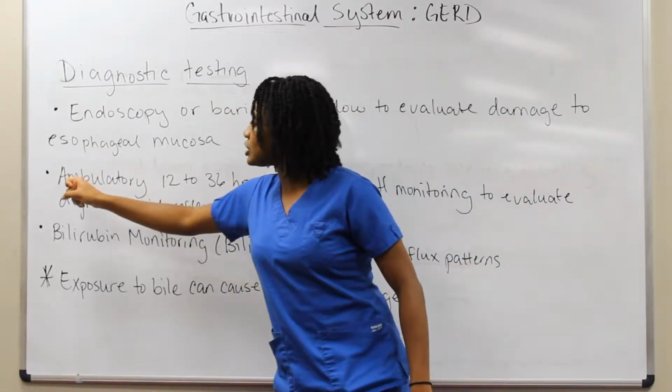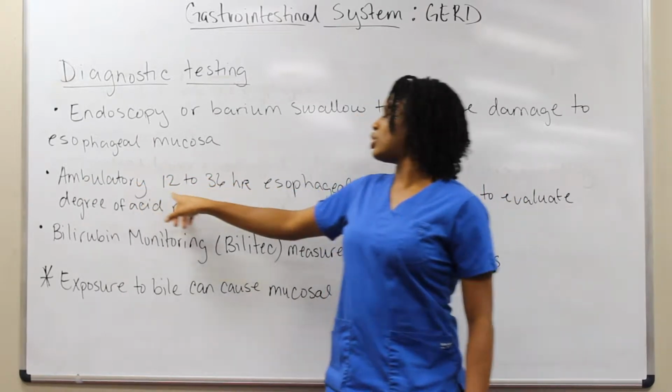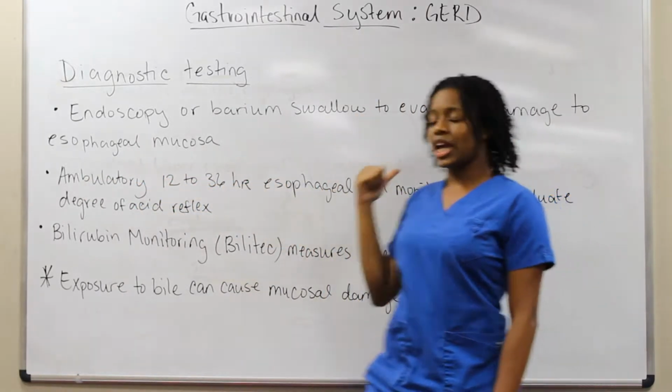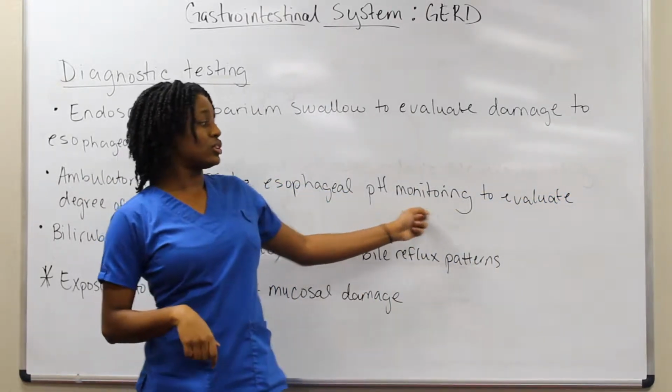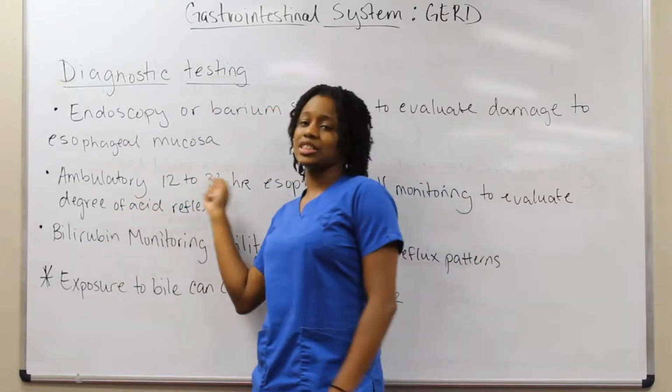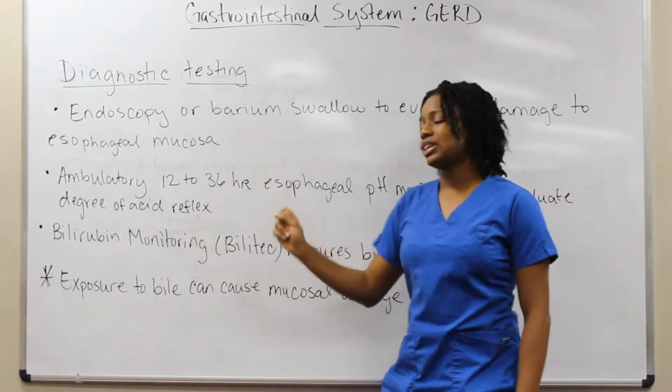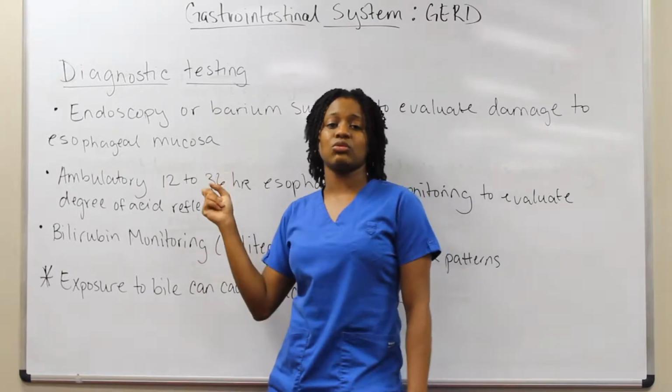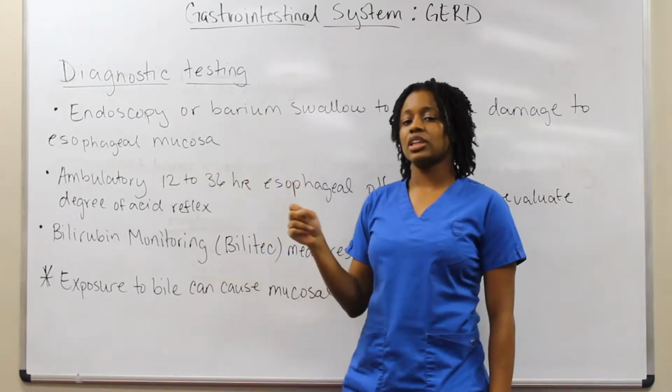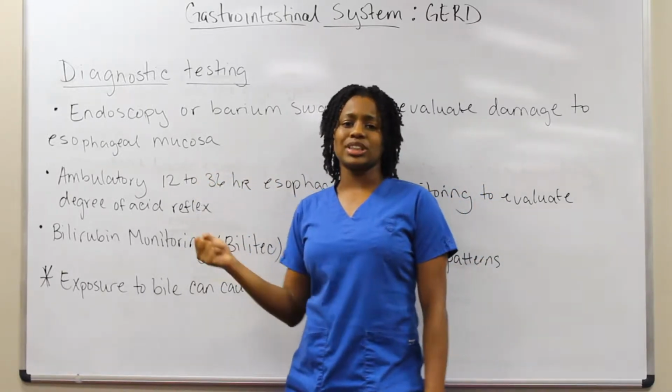Next you have ambulatory 12 to 36 hour esophageal pH monitoring, right, that you're going to do to evaluate the degree of the acid reflux. So this is another thing that they like to test with the questions that you get from NCLEX, or just with classes, right?